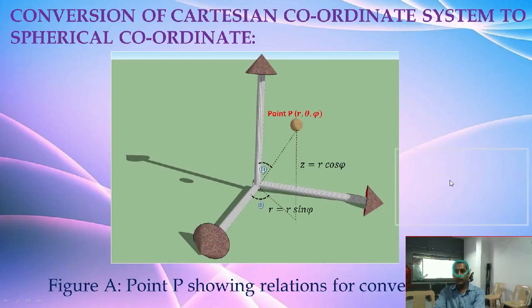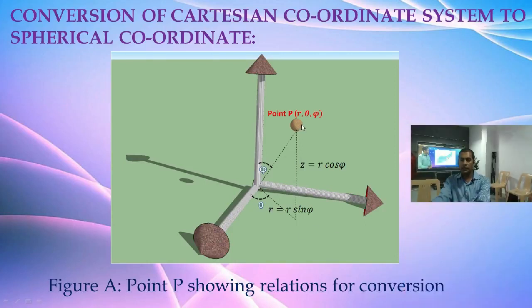Now here we can see these are the relations: point P we can define in Cartesian as well as conversion into spherical.